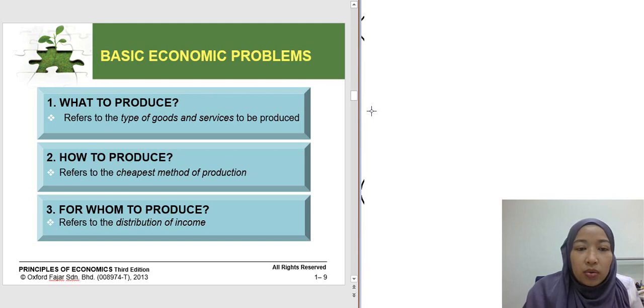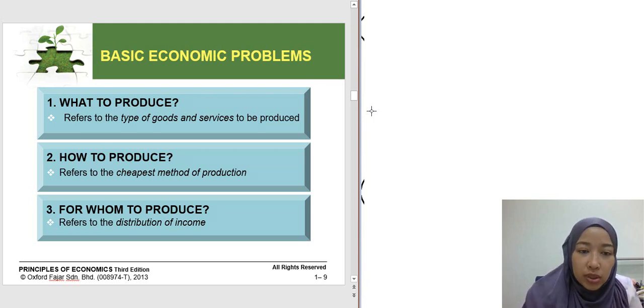So you need to understand whether the product that you are going to produce will be in high demand or not. It refers to the type of goods and services that you want to provide. So you need to know what product is highly demanded in the market. That is the first thing that you need to know.